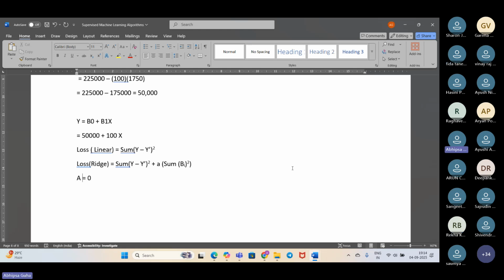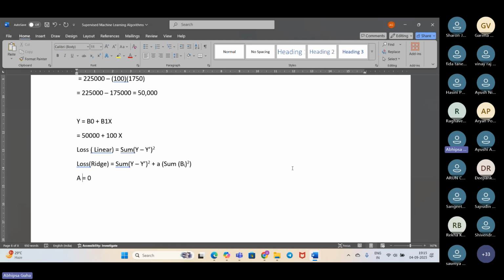If the value of alpha is large, then the coefficients are forced to be small. We are reducing the variance, and to prevent overfitting, we are actually reducing the variance.